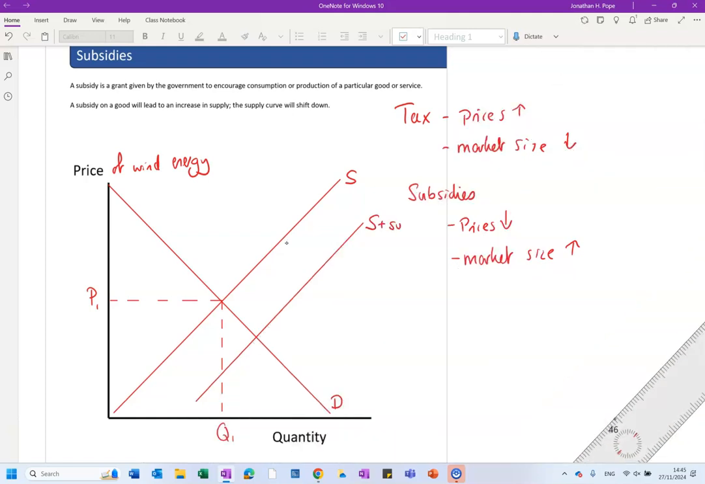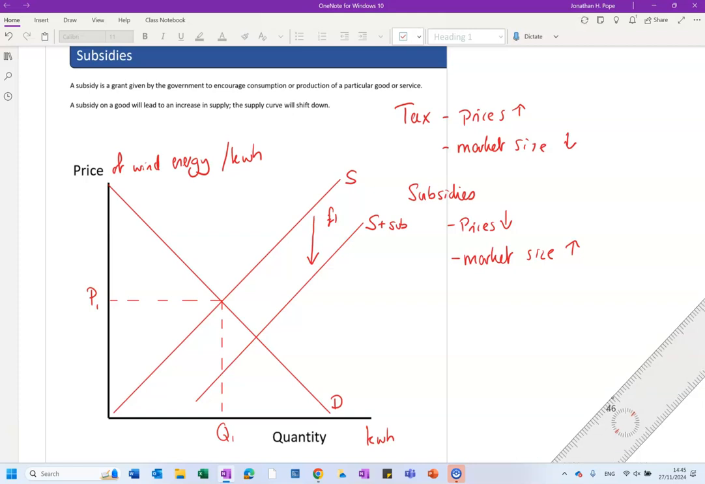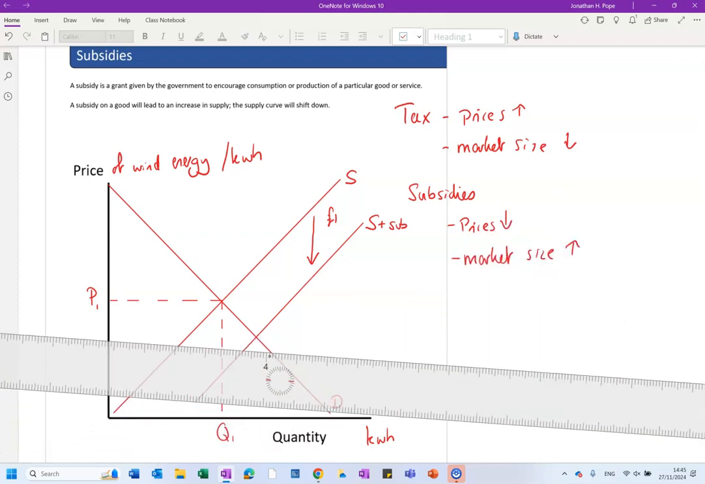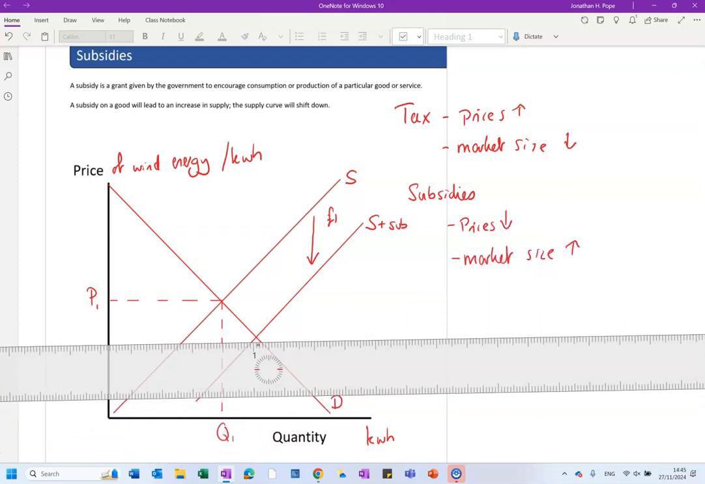S plus sub. So I've moved this curve downwards by the amount of the subsidy. So let's say for every quantity that's in kilowatt hours, for example, that's per kilowatt hour. For every kilowatt hour, I'm subsidizing £1. There we go. I've put £1 subsidy on, and that's the vertical distance between the curves. Now, what that's going to do is we're going to find a new equilibrium. Now, that should make a lot of sense.